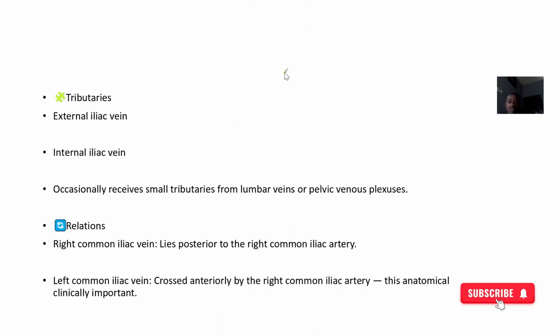Okay, so tributaries: they receive venous blood from both the external iliac vein and the internal iliac vein. So relationships: the right common iliac vein lies posterior to the right common iliac artery, while the left common iliac vein is crossed anteriorly by the right common iliac artery.